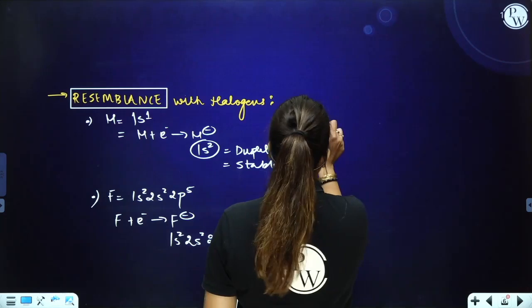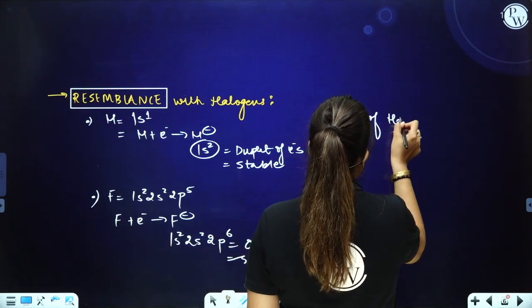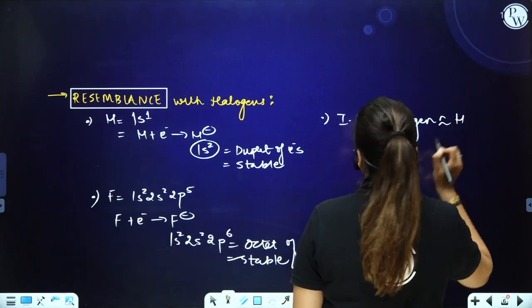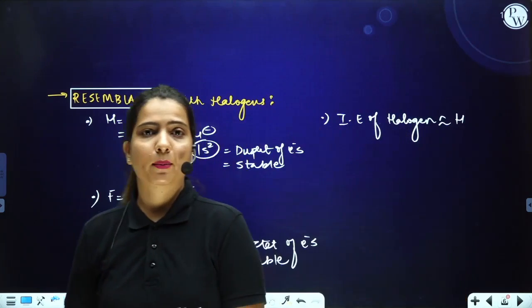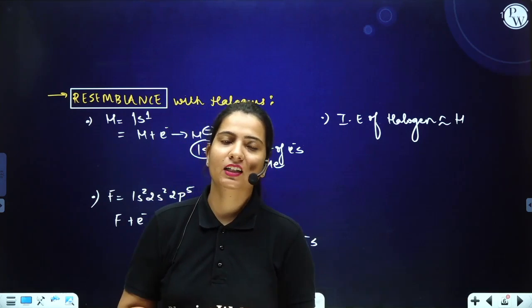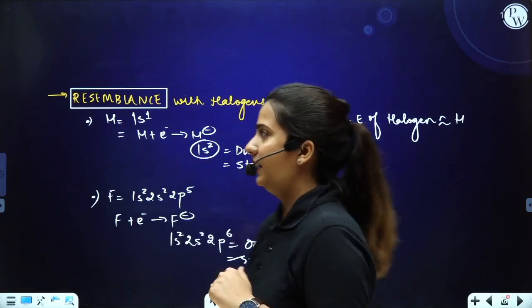After that, we can also say that the ionization enthalpy of halogens is quite similar to hydrogen. The ionization enthalpy of alkali metals was not similar to hydrogen, but the halogens have the same kind of ionization enthalpy, right? So this is the resemblance.